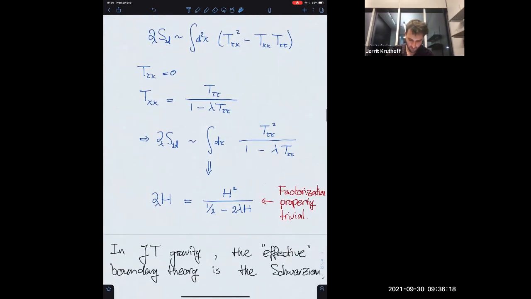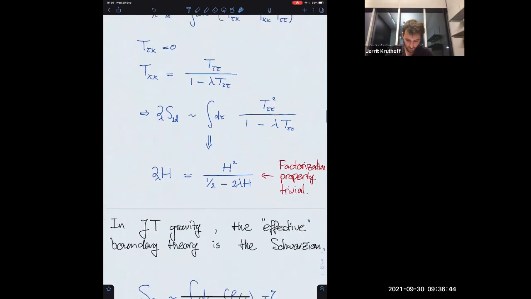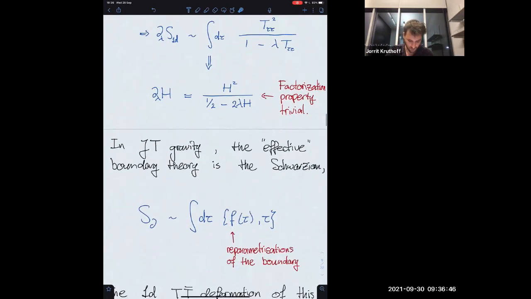Now, so we know what the deformation is to get JT gravity at finite cutoff. It's a deformation that we can think about either as a deformation of the action or a deformation of the Hamiltonian. But what is the action that we would like to deform in JT gravity? What is the boundary effective action? In JT gravity, the boundary effective action is the Schwarzschild action.